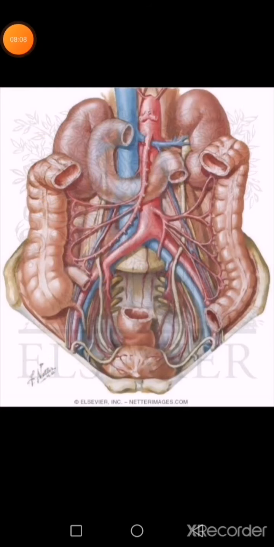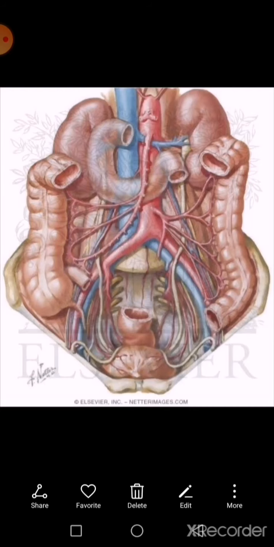Now let's talk about the posterior relations of the abdominal part. Obviously, we have the tips of the transverse processes, which unfortunately you cannot appreciate in this image. And there's also the psoas major, which has its attachment on the vertebrae. And there's also a nerve, the genitofemoral nerve, right? And we are still talking about the right ureter, okay?